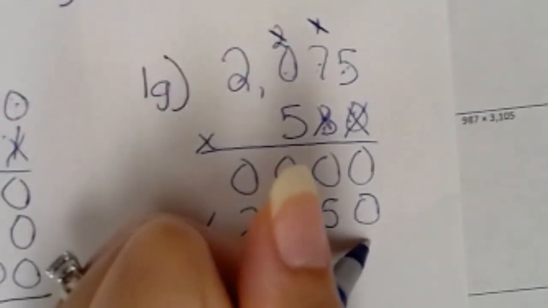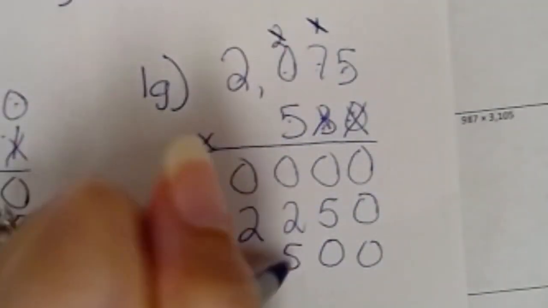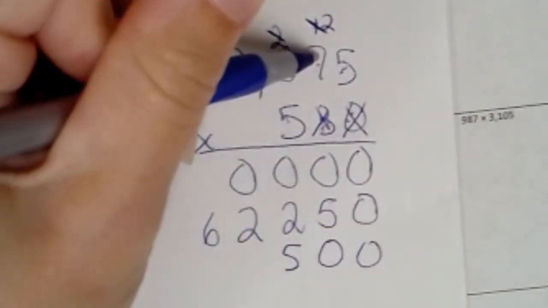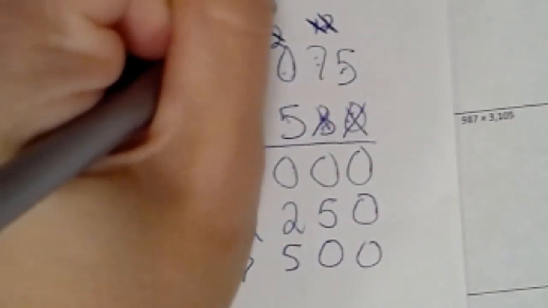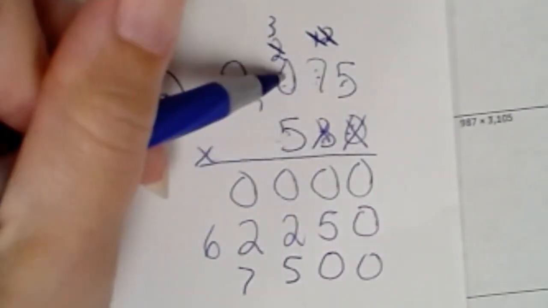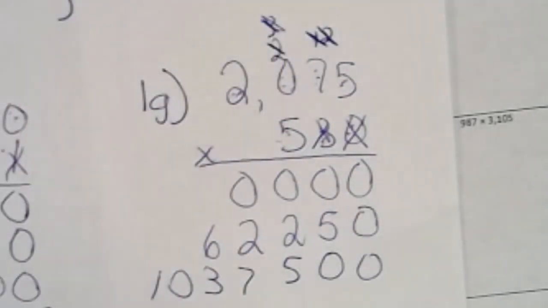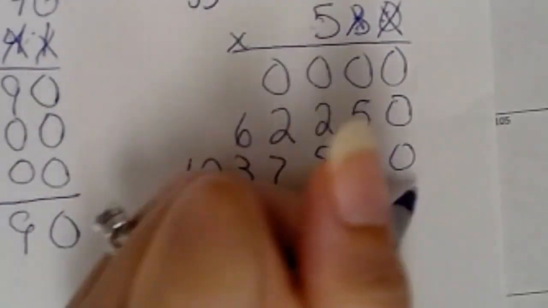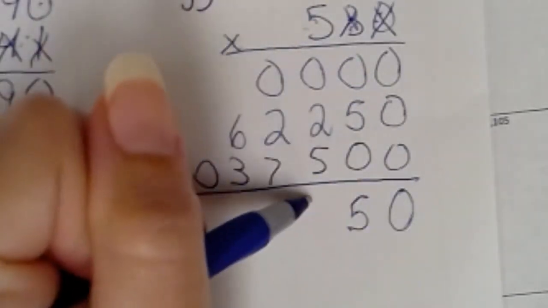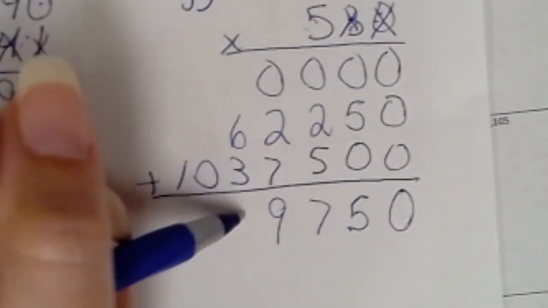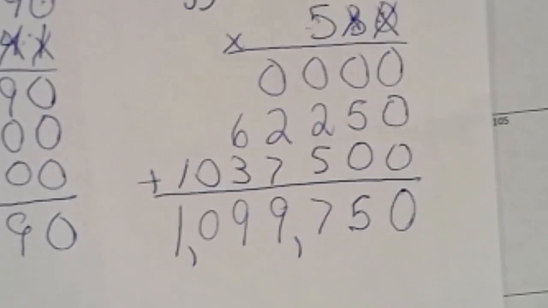We're going to go to our hundreds place, so we need 2 placeholders. 5 times 5 is 25. 5 times 7 is 35, plus 2 more is 37. Put down a 7, carry our 3. 5 times 0 is 0, plus 3 more is 3. And 5 times 2 is 10. We take our partial products, add them together. 0, 5, 7, 9, 9, 0, 1. 1,099,750.